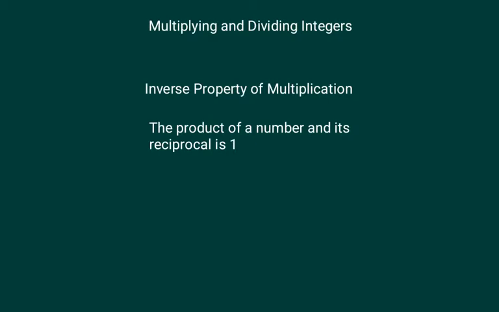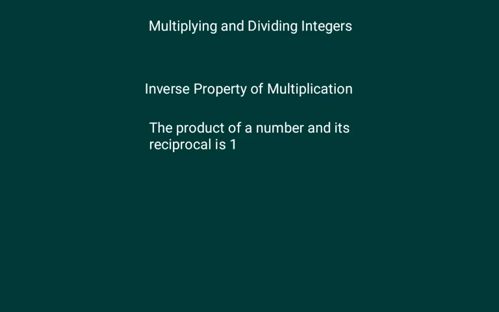Lesson 2.3 is on multiplying and dividing integers. And one of the first things I want to introduce is the inverse property of multiplication. This is similar to the property of opposites that we used with addition, where we said that a number and its opposite add up to 0. But with multiplication and division, we don't use the term opposites, or if we do, we're using it incorrectly. We use the term inverse, and they're very similar in meaning.